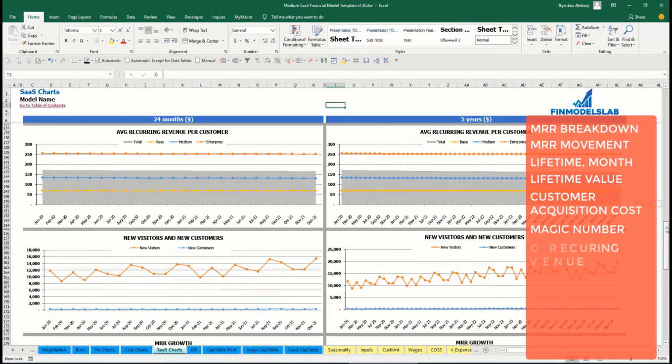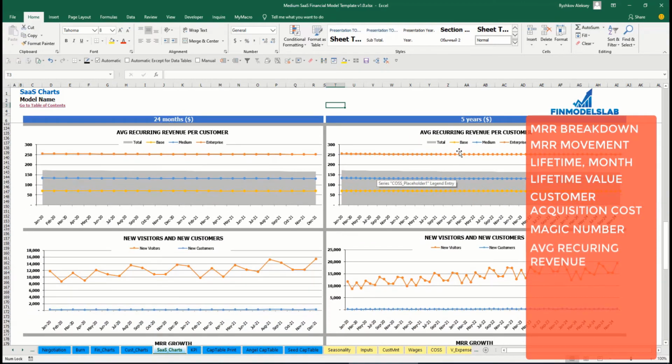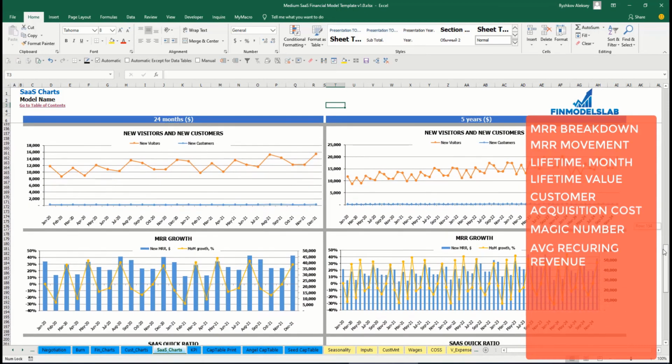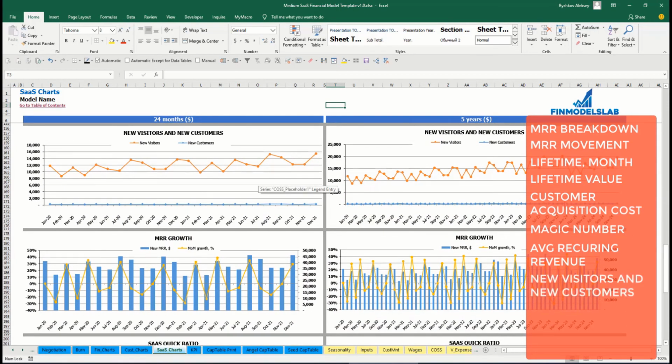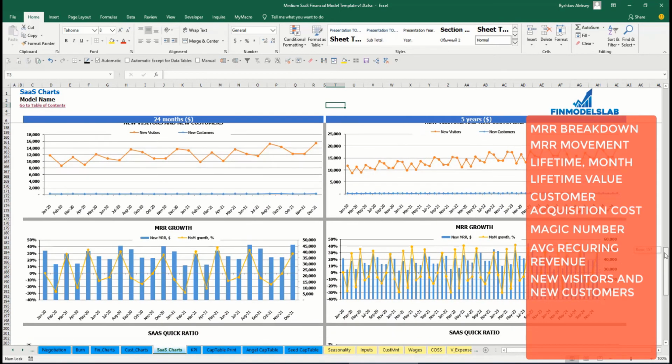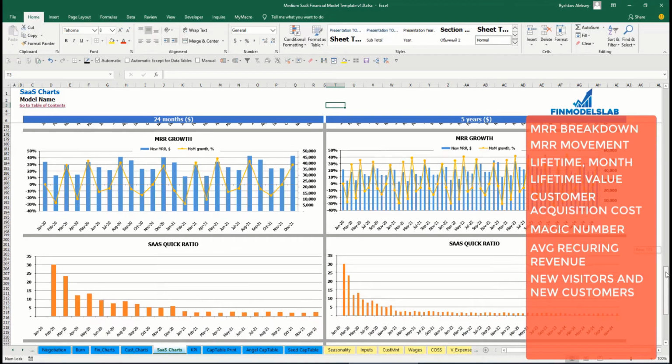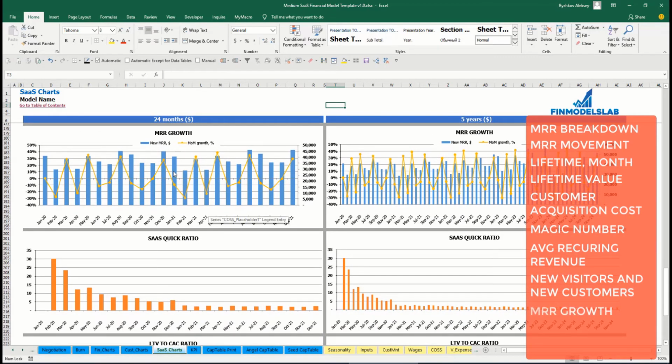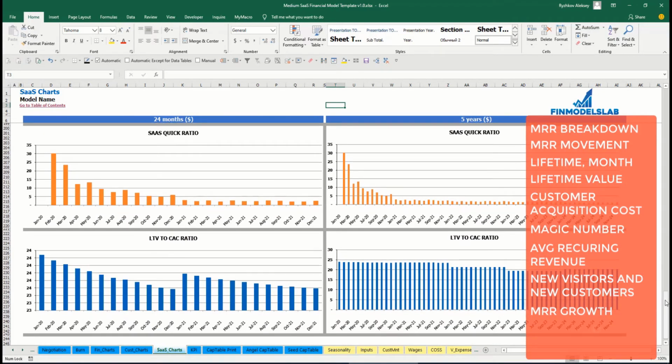Average recurring revenue per customer is shown in total and broken down by offerings. Then new visitors and new customers, which shows you the efficiency of your SaaS funnel conversion rates. The MRR growth, which shows you the new MRR in dollars and month-over-month growth of MRR. The SaaS quick ratio, which shows you the ratio of new MRR divided by churned MRR.